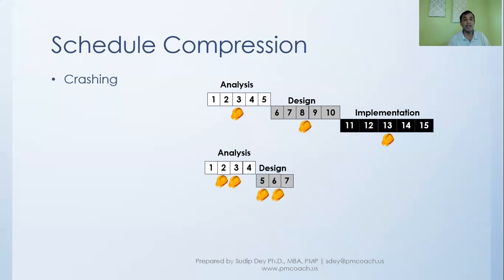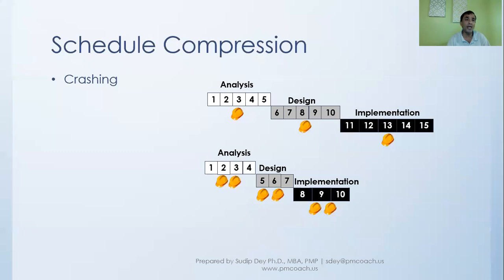Then we start the design, we put 2 persons, and design will finish in 3 days. So design starts after 4 days, immediately after analysis. And similarly, we finish implementation in 3 days, where we put 2 persons. So when we have put 2 persons in, by crashing we found that we have compressed the schedule from 15 days to 10 days. So this is the crashing technique of schedule compression.